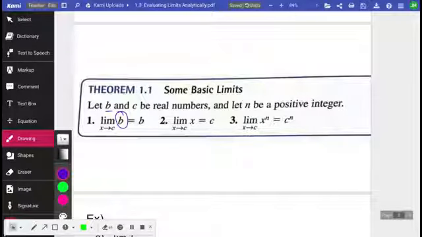So for example, if I did the limit as x approaches, pick my favorite number, 16, of 24, well, this doesn't really affect because I can't plug in 16. I can't plug in x 16. It's a constant. So the answer is just 24. It remains the same. So the limit of a constant is constant.